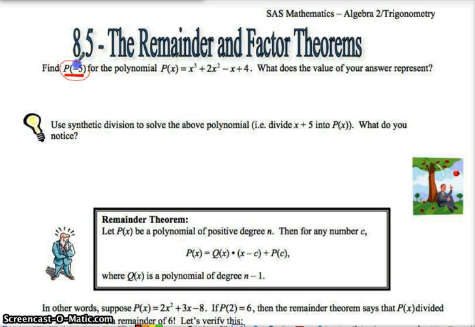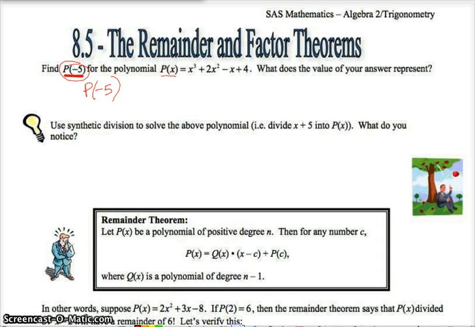So find p of negative 5. So remember, that's function notation. So what does that mean? That means that we are going to plug in negative 5 for x. So we get negative 5 cubed plus 2 times negative 5 squared minus negative 5 plus 4.